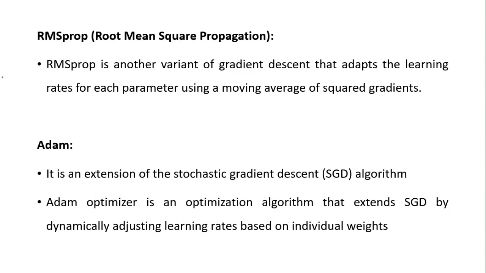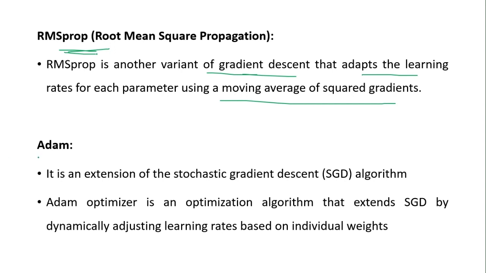Then we have RMS prop. It is again a variant of stochastic gradient descent that adapts the learning rate using a moving average of the squared gradient. Anyway, we are not going to discuss it, but you should at least know we have this RMS prop algorithm available for optimization, which is actually an advanced version of stochastic gradient descent.